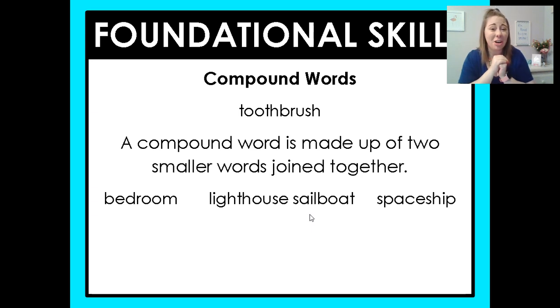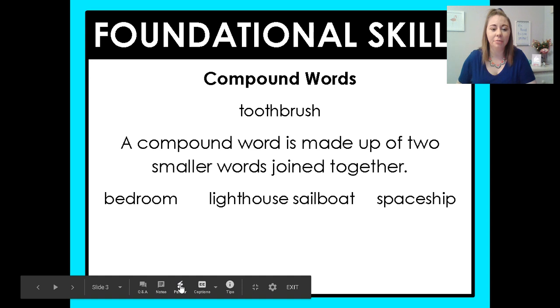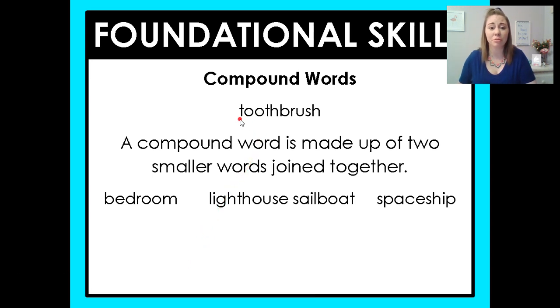So today we are working on compound words. We have the word toothbrush. Let me get my little pointer here. Toothbrush is a compound word because it's made up of two smaller words, the word tooth and the word brush. You've probably heard of compound words before, so if you have, this is a great review, and if you haven't, you're learning something new. So toothbrush is a compound word because it's made up of the two smaller words, tooth and brush.